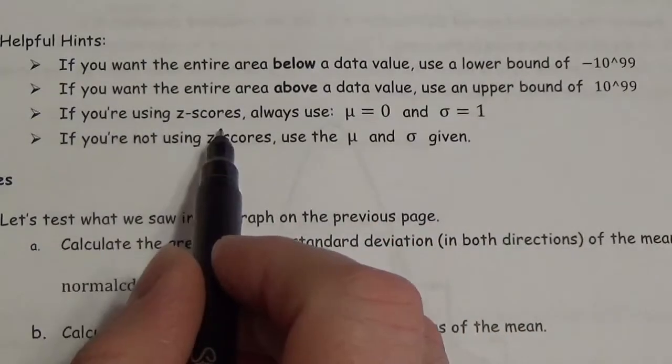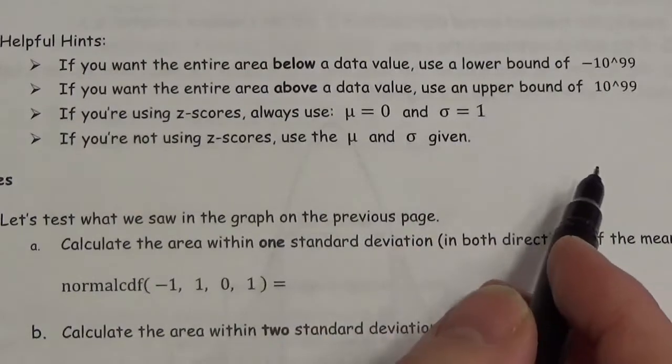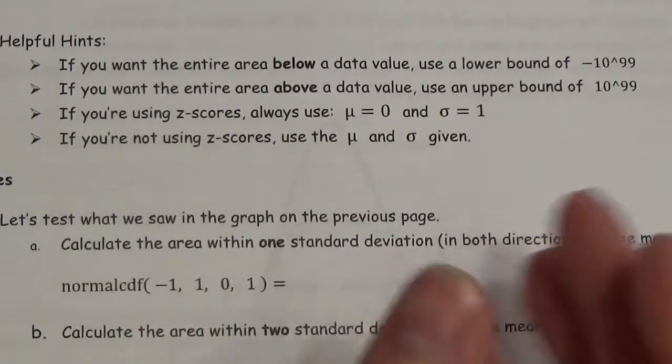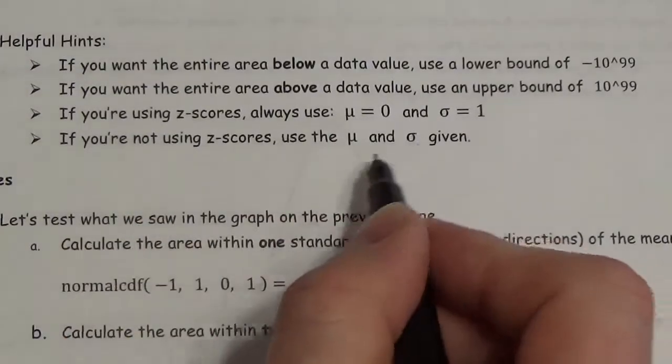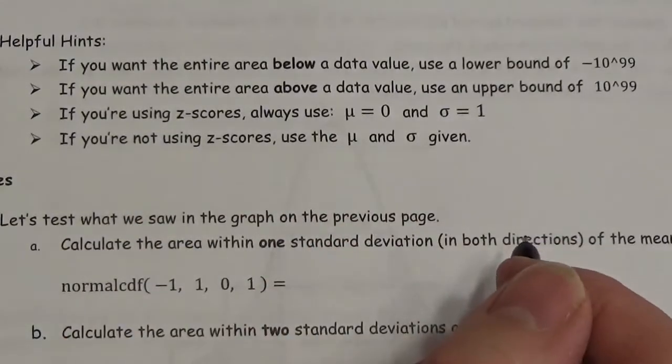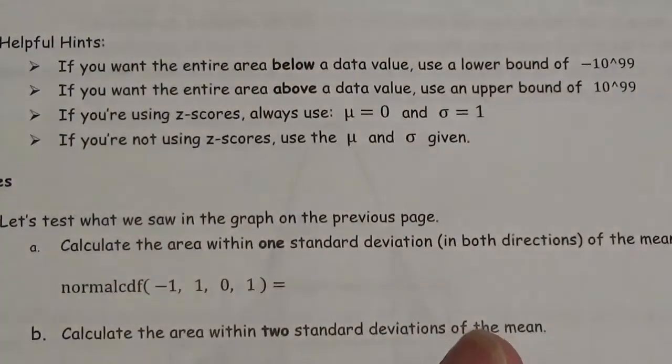Now, if you're using Z-scores, you're always going to use 0 for the mean and 1 for the standard deviation. Let me say that again. If you're not using Z-scores, then you can just use the regular old mean and standard deviation that you're given, and that's fine. Now, that probably doesn't make a lot of sense. We've got to show you what it looks like when you actually use it.